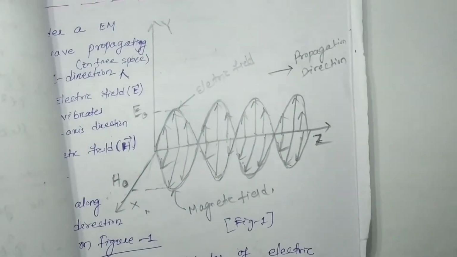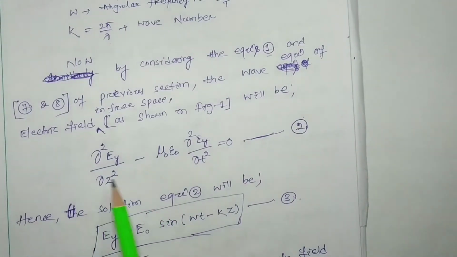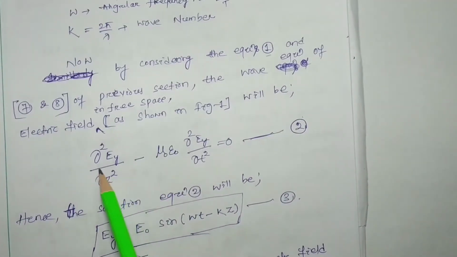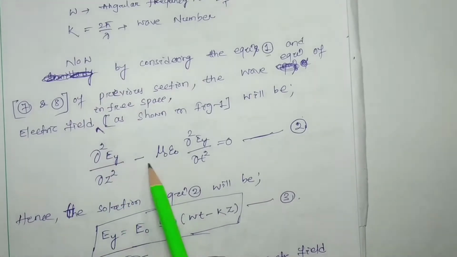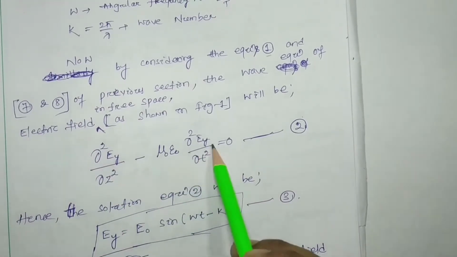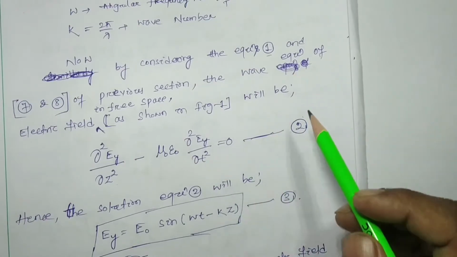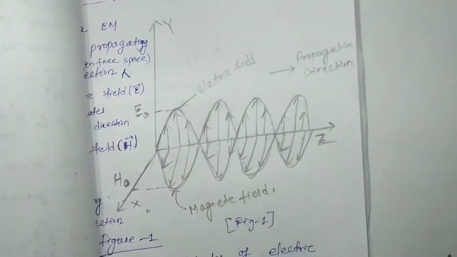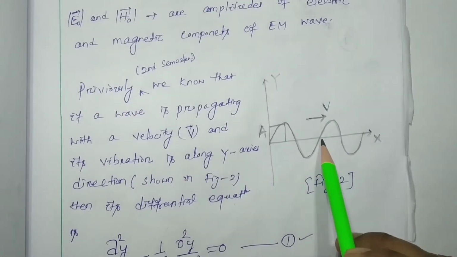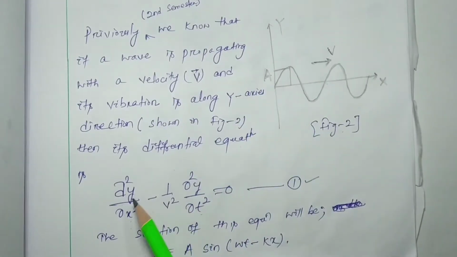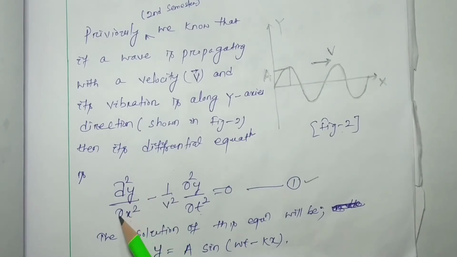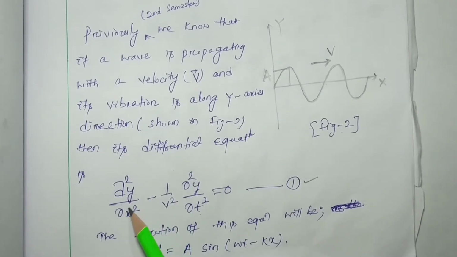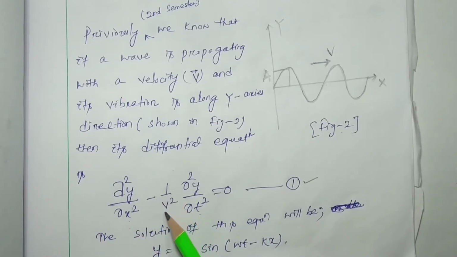So how can we write it? It can be written as del square Ey by del z square minus mu 0 epsilon 0 del square Ey by del t square equal to 0. Again I am going to explain, you just watch. Whenever we consider this figure and its differential equation, this is del square y, where y means the vibrational direction, by del x square, where x means the propagation direction, minus 1 by v square, where v is velocity, del square y by del t square.